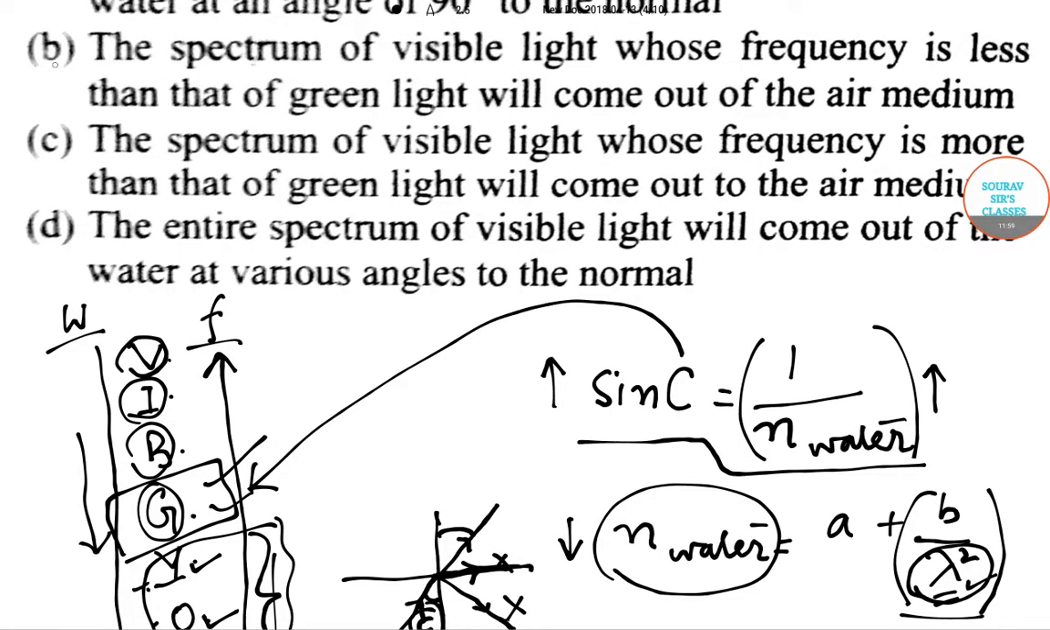Therefore, option B is the correct option, that says the spectrum of visible light whose frequency is less than that of green light, which means the frequency of yellow, orange and red, which are less than green, they will just come out of the air medium.